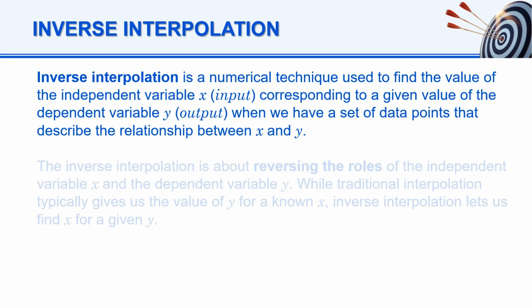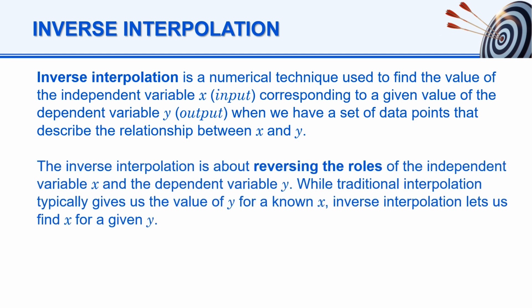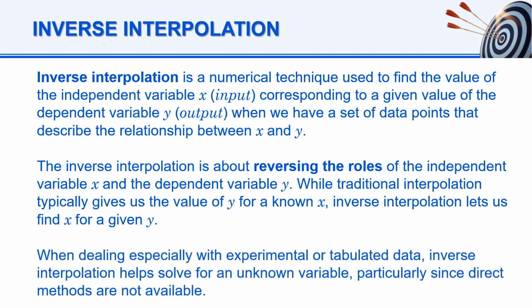The inverse interpolation is about reversing the roles of the independent variable x and the dependent variable y. While traditional interpolation typically gives us the value of y for a known x, inverse interpolation lets us find x for a given y. When dealing especially with experimental or tabulated data, inverse interpolation helps solve for an unknown variable, particularly since direct methods are not available.